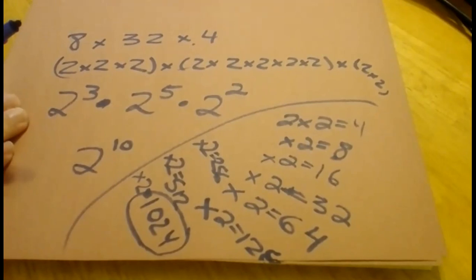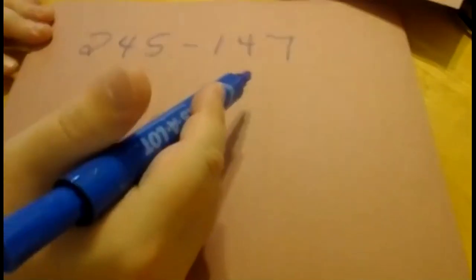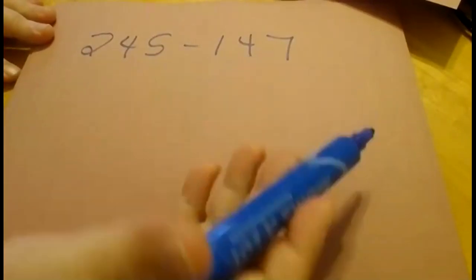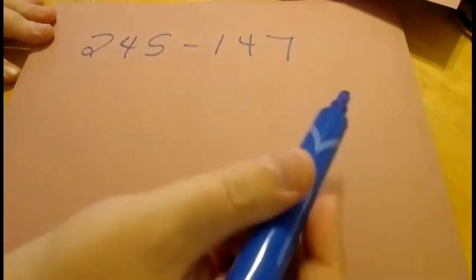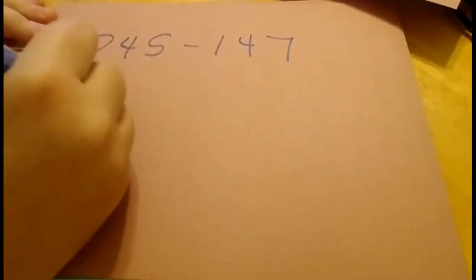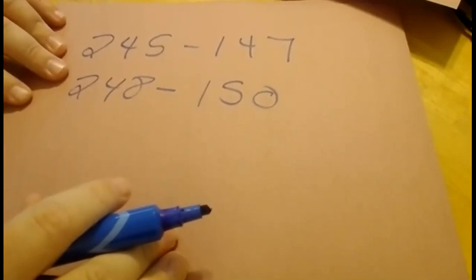And the next one is 245 minus 147. For this one, I'm going to do that thing that we do where we add to both the minuend and subtrahend to make it an easier question. It would be easier if this was 150 here. So let's add 3 to everything. 248 minus 150. What do you get?